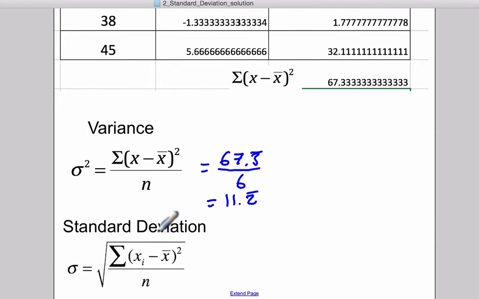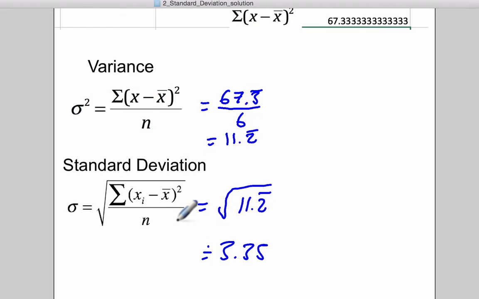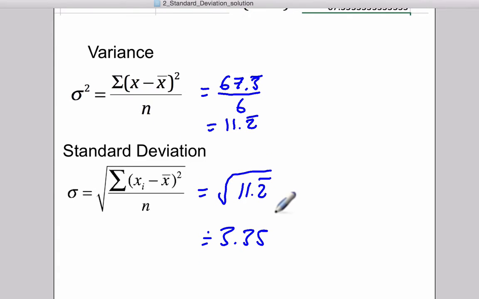And so down here, standard deviation is going to be then the square root of our variance, which is the square root of 11.2 repeating, which is equal to 3.35 approximately. So that means that the variation from the mean, the standard deviation, is 3.35. So now we're going to compare the results or the variance of the standard deviation of Felix to those of Melanie to determine who is more consistent.